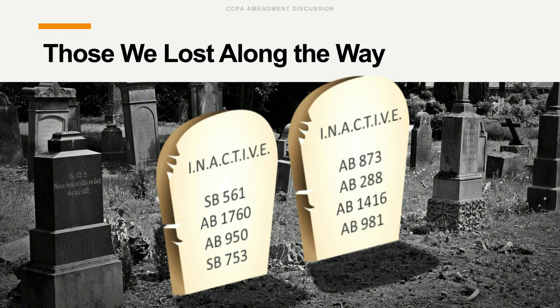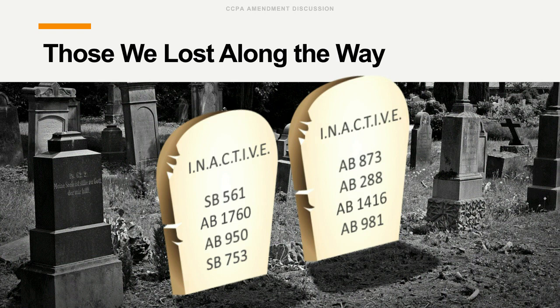AB 288 would have allowed social media users to have their personal information permanently removed from a social media company's database after the user closes their account. AB 1416 would have provided an exception to businesses that release consumers' personal information to government agencies for the purposes of carrying out a government program, and that bill was seen as quite a potentially large loophole in the CCPA. So there were quite strong objections to that bill, which is probably why it didn't make it all the way.